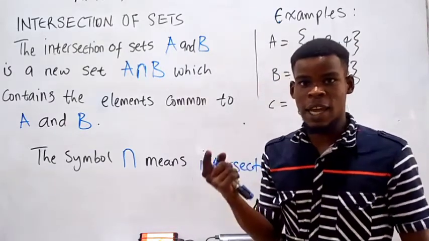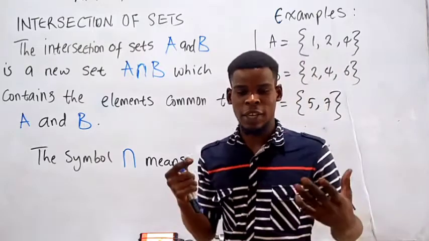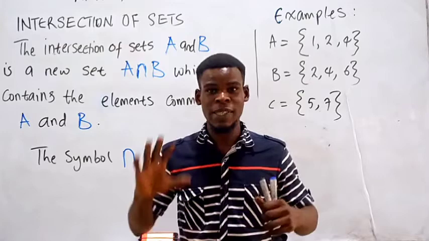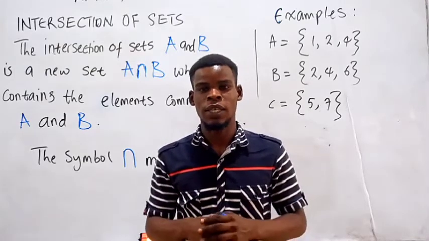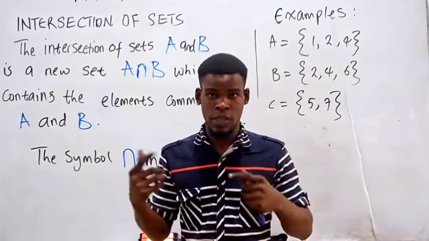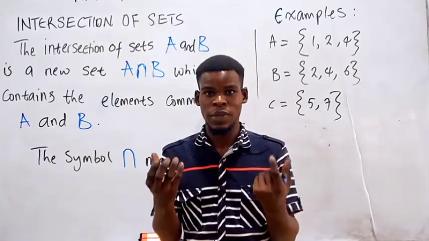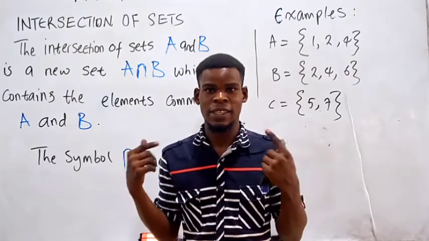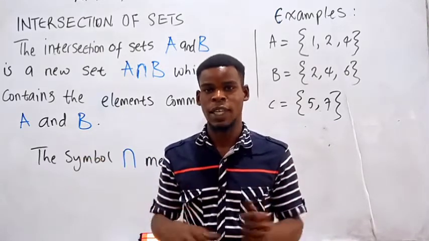So an element is found in A and another element is found in B. Some elements are found in A and some elements are found in B, so you have common elements. For example, 2 is in A and 2 is in B. So 2 will exist in A intersection B, because we are talking about common elements of the two sets.